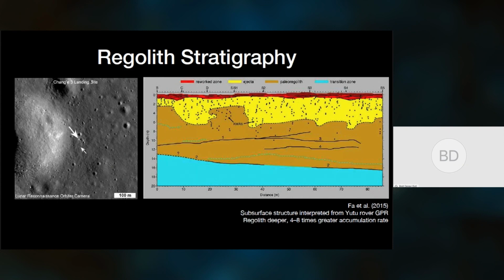Including ground penetrating radar data from Chang'e 3 and now Chang'e 4 that showed that the regolith may be 4 to 8 times deeper than some of these early methods suggested. So we don't necessarily have to shell the moon anymore. We can just bring GPR to learn about the regolith thickness and structure.